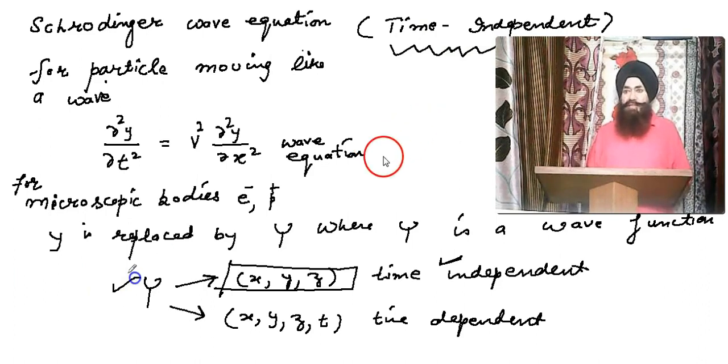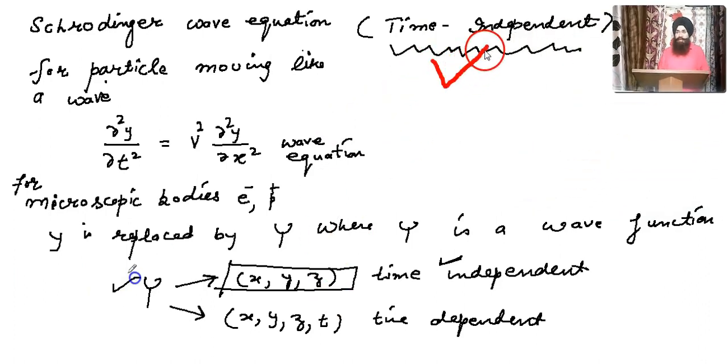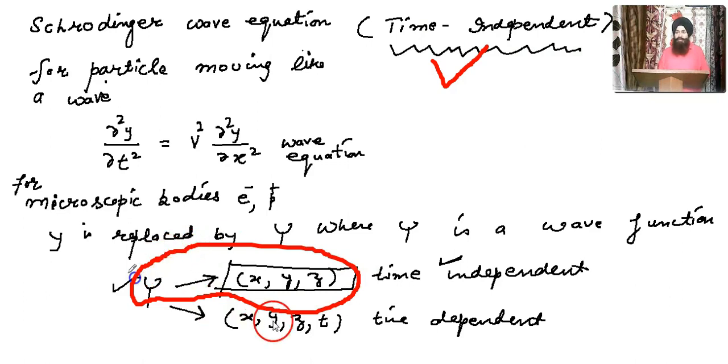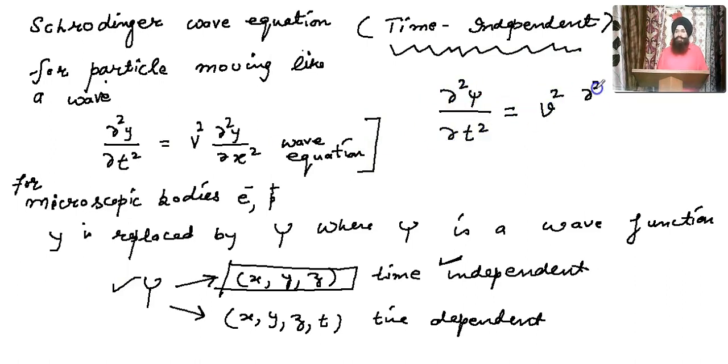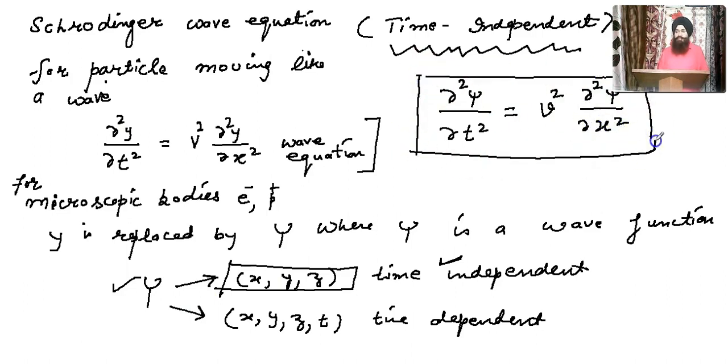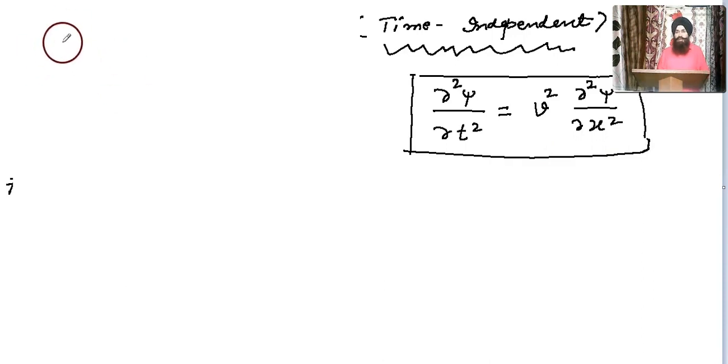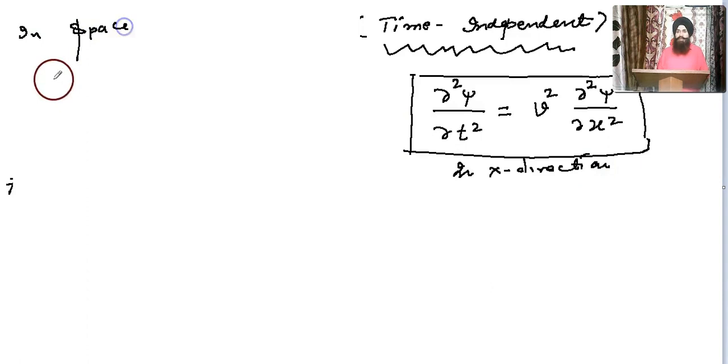Because at present we are discussing the time independent case, we'll consider psi which is only a function of x, y, z, but not of time, okay? So this is a wave equation. Now replacing here this y by the wave function psi, we get the wave equation in terms of the wave function. The particle is moving along the x direction, and the particle behaves like a wave, and the equation is this.